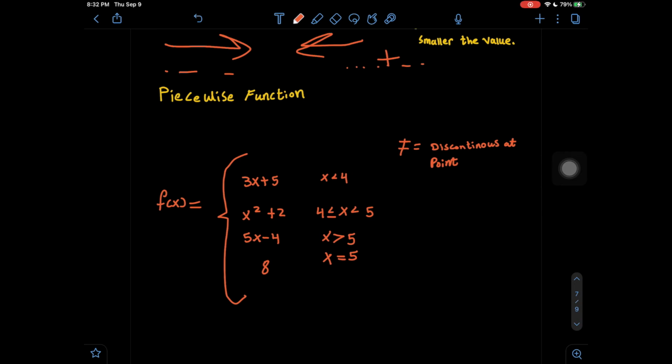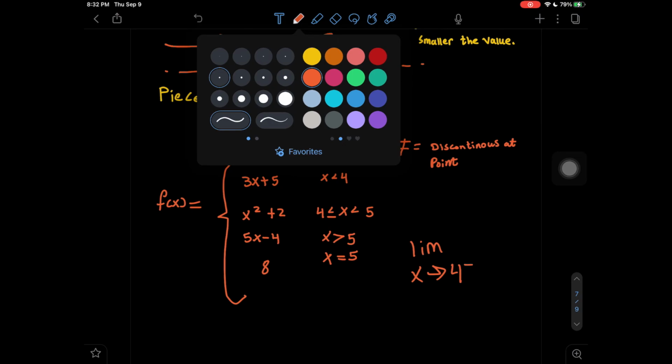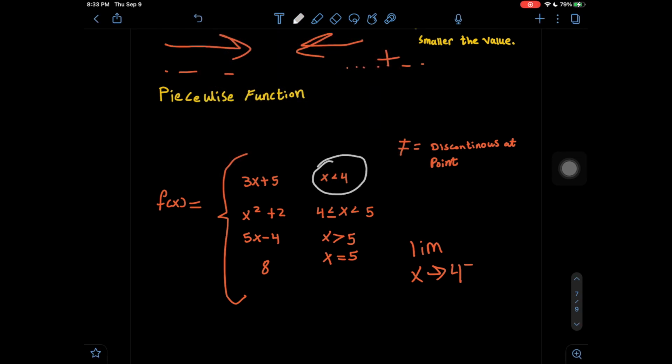And we're going to talk about the different discontinuities at the end of the video. Well, right now, let's go ahead and figure out the limit as x approaches 4 from the left. And when it's to the left, it's the lower values, obviously. So we're going to look at this right here. We're going to substitute in 4 into that equation. So we're going to have 4 times 3 plus 5, so we're going to be left with a value of 17. So that means that when we have a value less than 4, we're approaching 17.